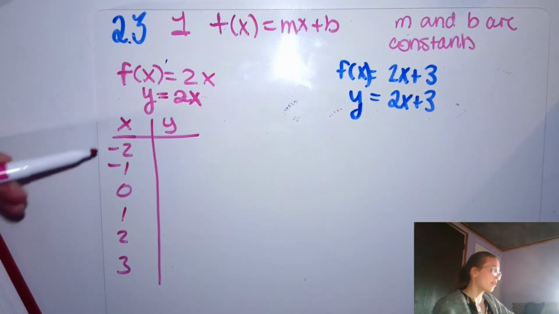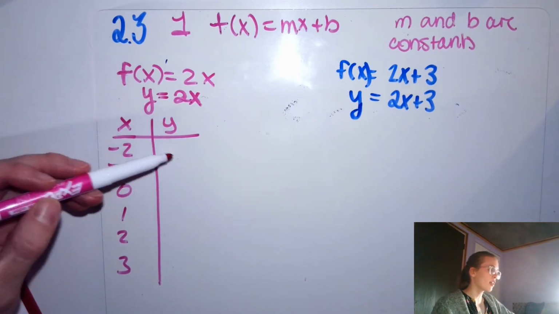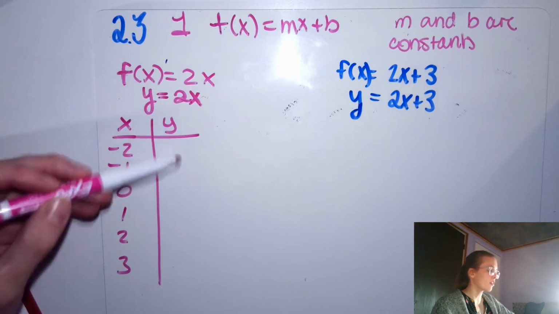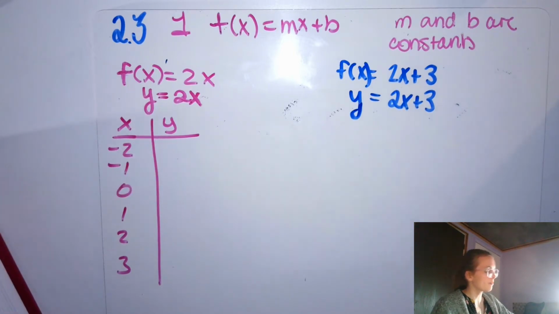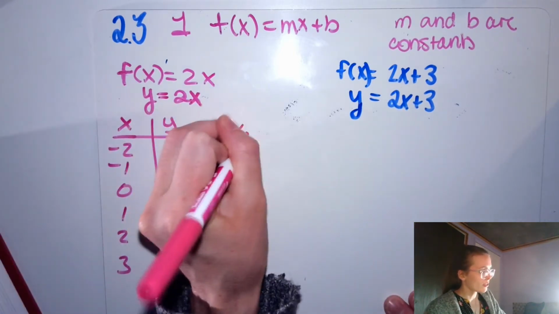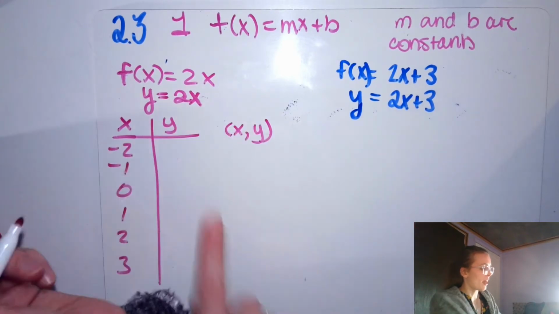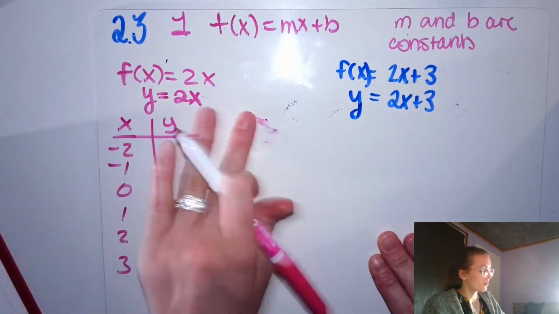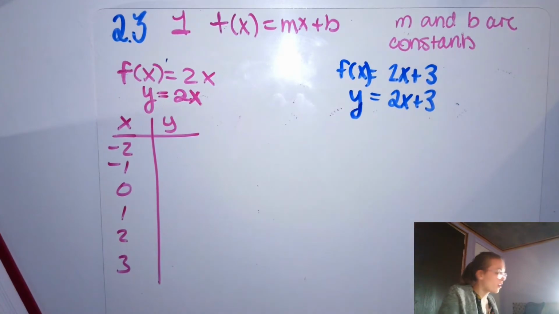And then you'll plug them into the function. This is the input value, then you'll get the output value, and then you'll get a point x, y. So it's the x value and then the y value. Okay, so I'll go ahead and show you how to do this.